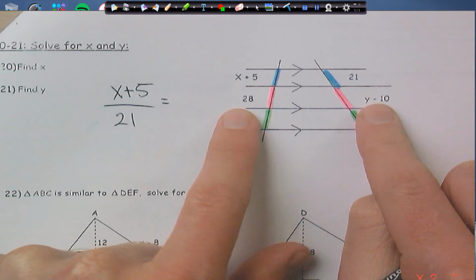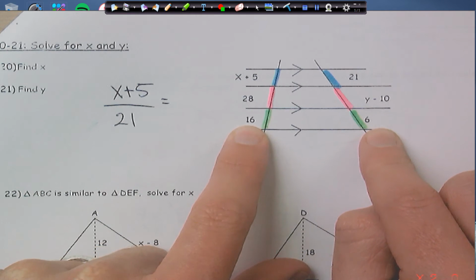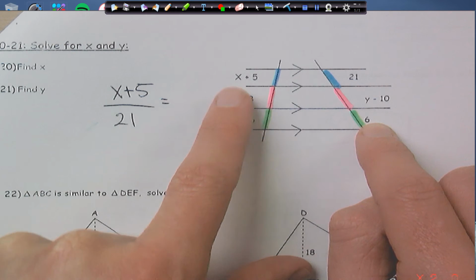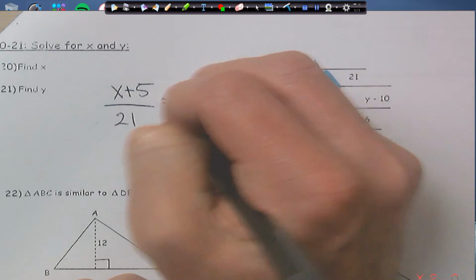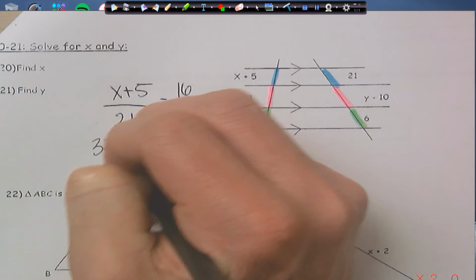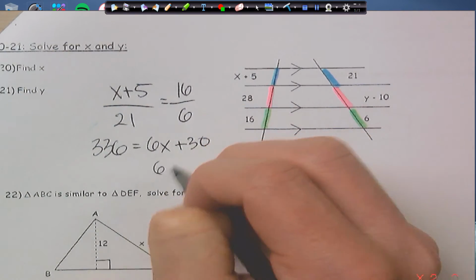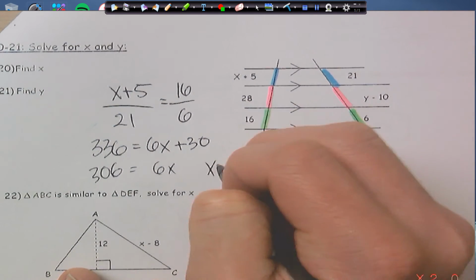Now if I use the pink group, I'm going to have a y, and I don't want that in my equation. So if I use the green group instead, I have to go from the left side to the right side. Okay? And go ahead and multiply those out. And we get 336 on that side, and we're going to get 6x plus 30 on this side. So 6x is going to equal 306. And divide, and we should get x equals 51.